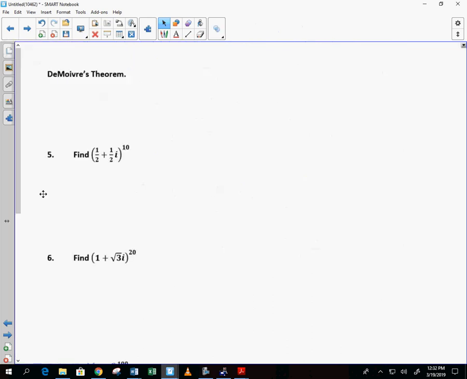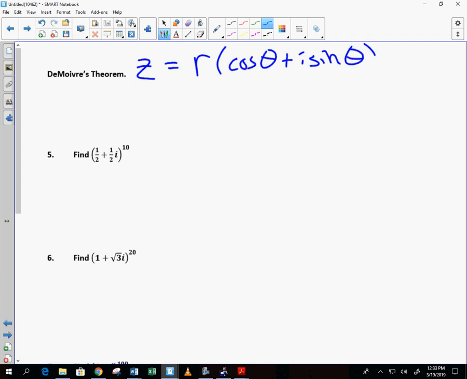Ashley, here you go. So this brings us to DeMoivre's theorem. DeMoivre says if z is equal to r times cosine of theta plus i sine of theta, then what we also know is that z to the nth power, so DeMoivre's theorem talks about taking a complex number and raising it to a power. So we just did division and multiplication, but now what if we take it to a power?